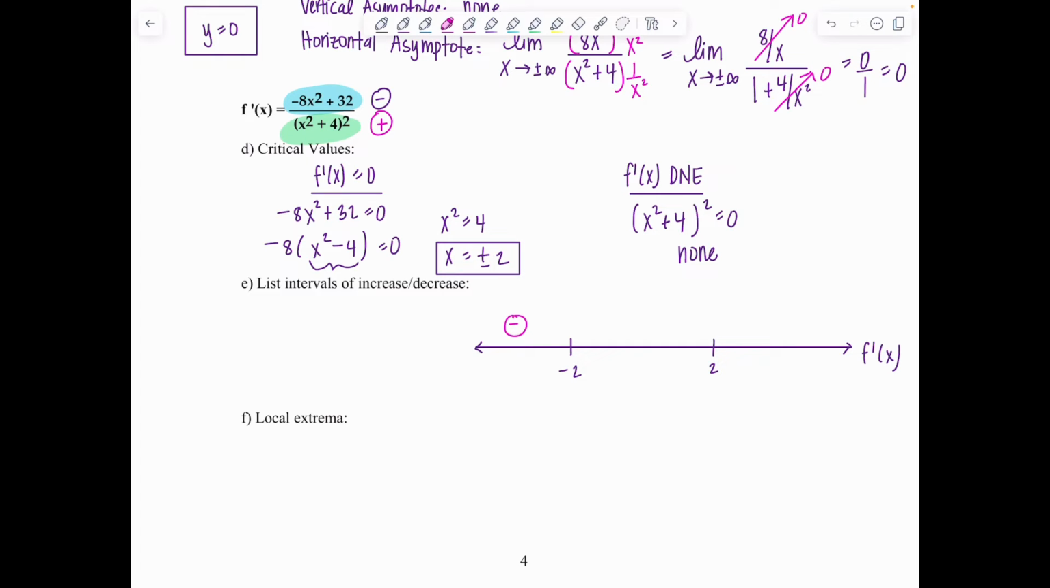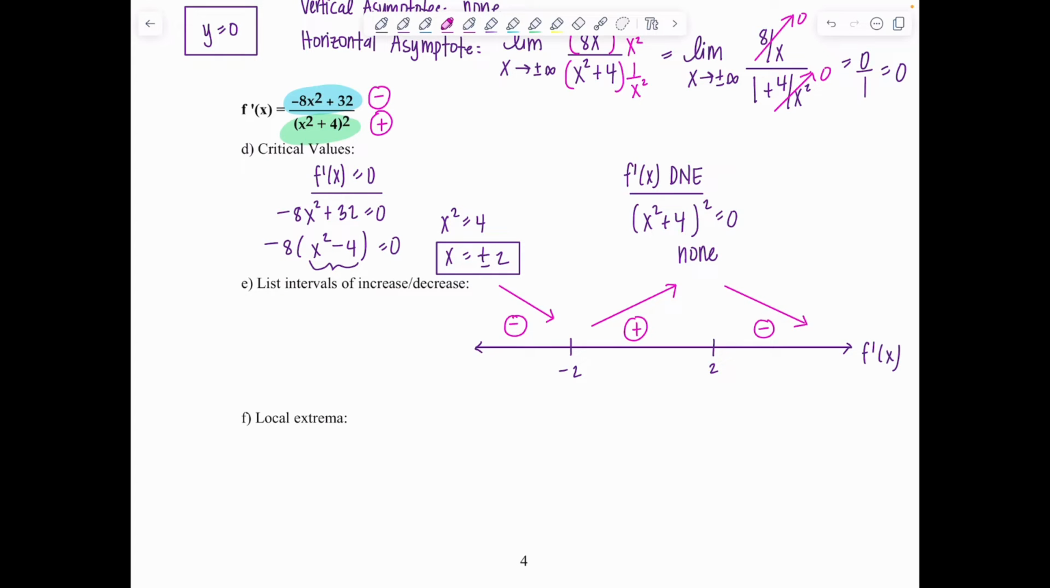A negative divided by a positive means the derivative is negative here. So what does that tell me about f of x, the function? If the derivative is negative, the function's decreasing. Next interval, between -2 and 2. Pick a number, how about 0. If I plug in 0 for x into the derivative, that's why I label the number line, so you know where to plug it in. That's 0 plus 32. The numerator's positive divided by a positive, so the derivative's positive, so the function's increasing. Last one, pick somebody between 2 and infinity. 10 sounds nice. 10 squared is 100, negative 800 plus 32. Numerator's negative, denominator's positive, derivative's negative.